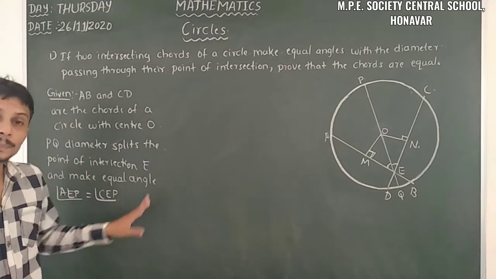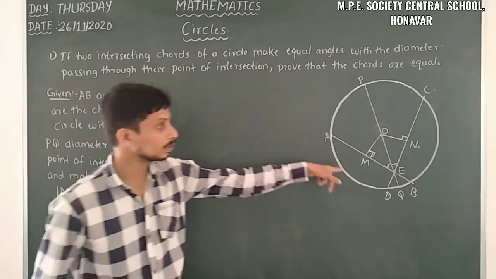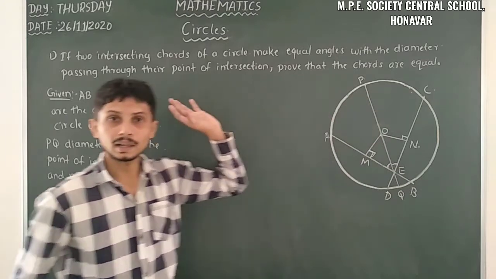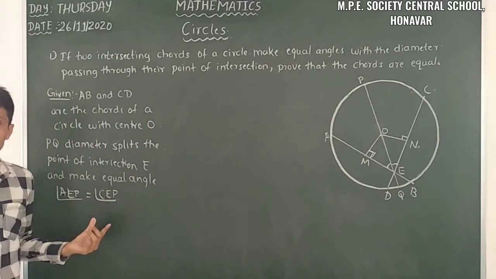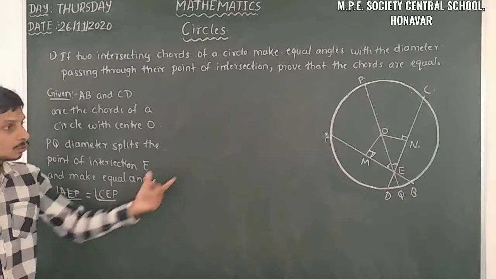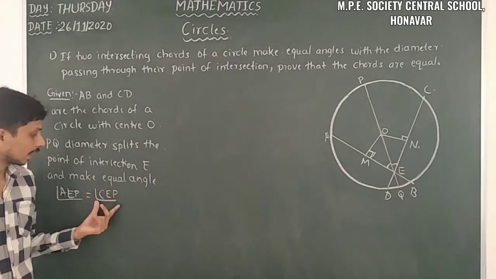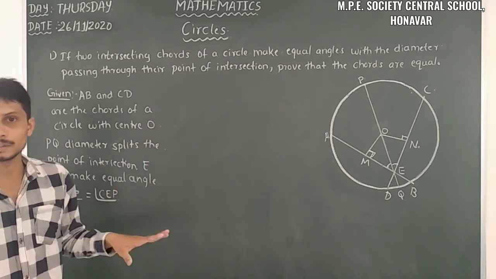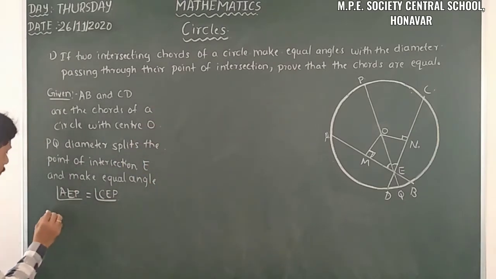So after drawing the perpendiculars, we can take MEO is equal to OEN, because those two are the same angle. AEP is equal to MEO and angle CEP is equal to angle OEN. Those two are the same angles. Then what we have to prove here?